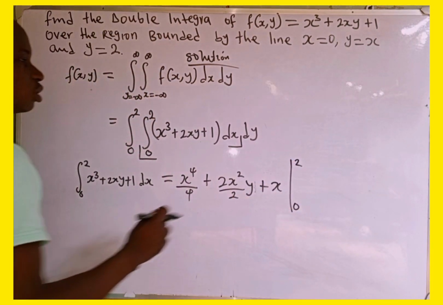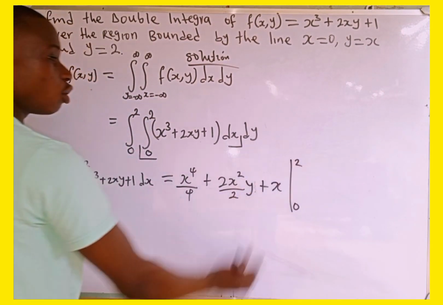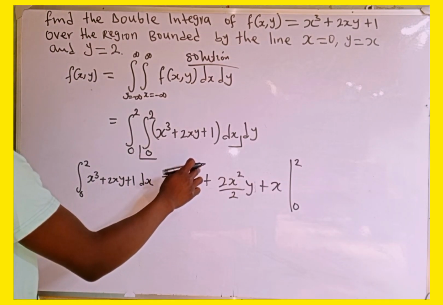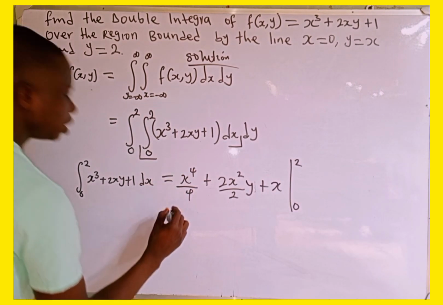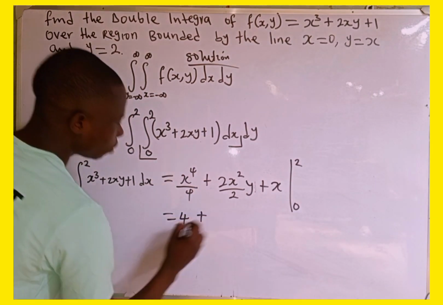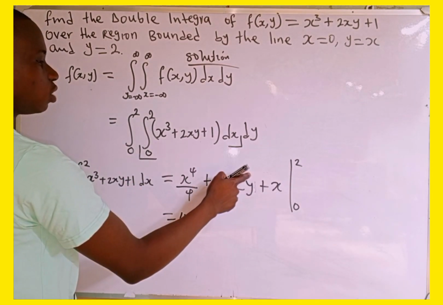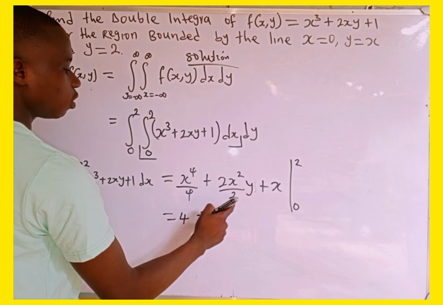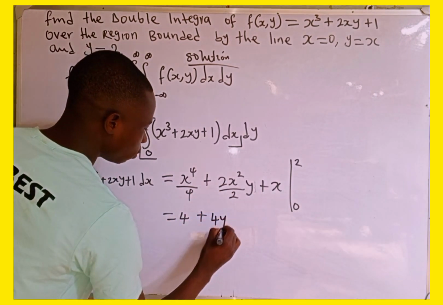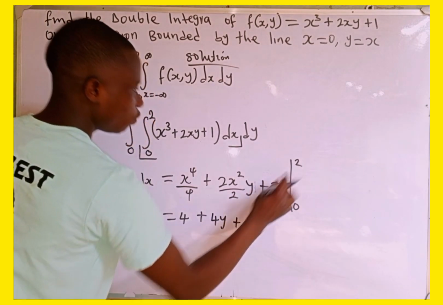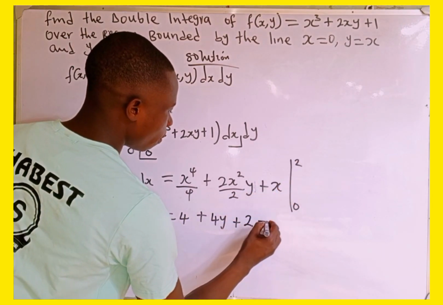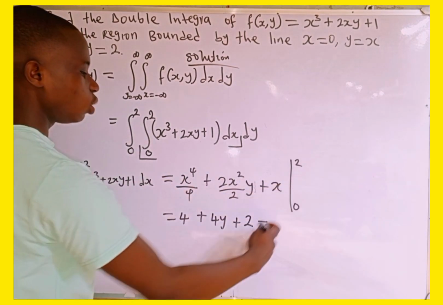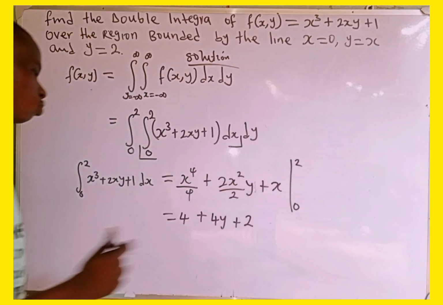Now we substitute the bounds, starting from the upper bound, which is 2. If you substitute 2 here, 2 to the power 4 is 16, and 16 divided by 4 is 4. Plus, 2 to the power 2 is 4, 4 multiplied by 2 is 8, and 8 divided by 2 gives us 4, multiplied by y. Then plus 2. Minus, if you substitute 0 in place of x, every term becomes 0.